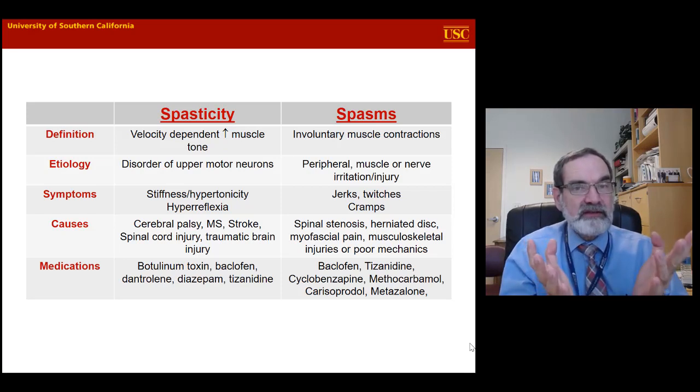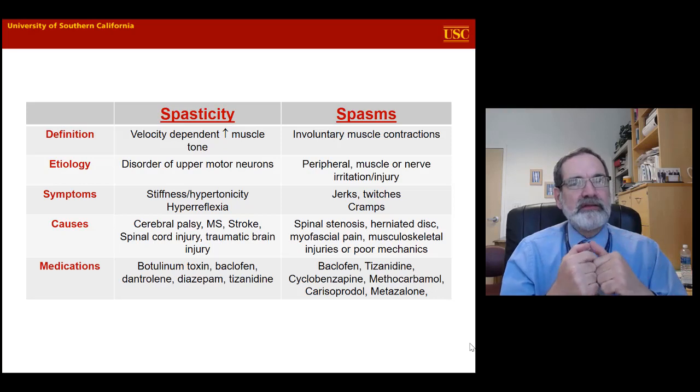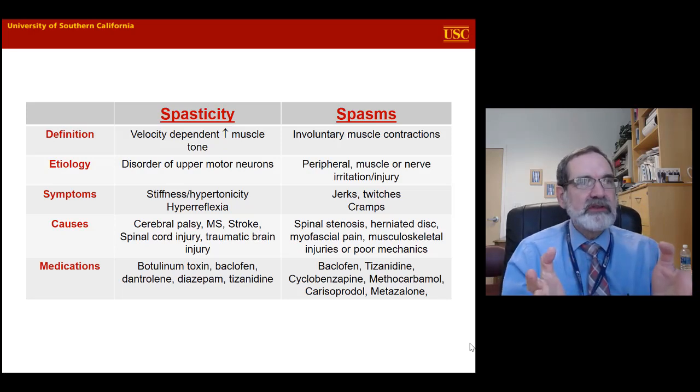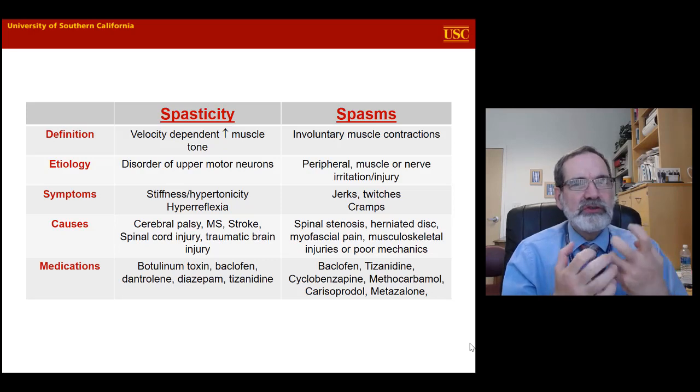What causes spasticity? A problem in the upper motor neurons. Somewhere between the brain and the end of the spinal cord, that's where the problem lies. There are lots of different things that can cause this. If we go a couple of lines down: cerebral palsy, multiple sclerosis, stroke, spinal cord injury, brain injuries. Those are the types of things that cause true spasticity. So back up to my etiology line here.